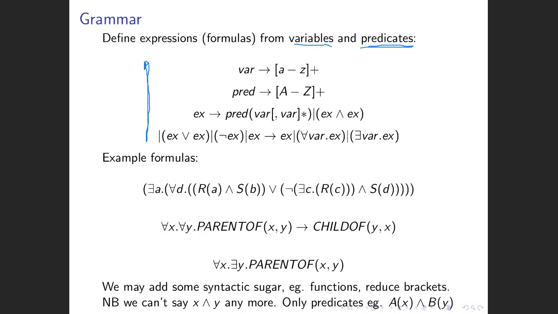So a variable, there are slightly different ways of setting this up. In this definition, a variable is a string that is composed of one or more lowercase letters. Okay, so in some cases we might allow numbers, in other cases we might allow uppercase letters or other things. But in this particular setup, we're only allowing lowercase strings.